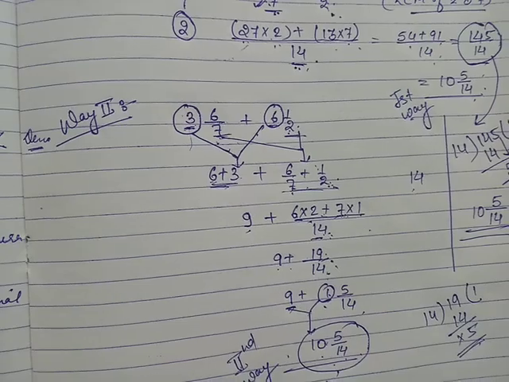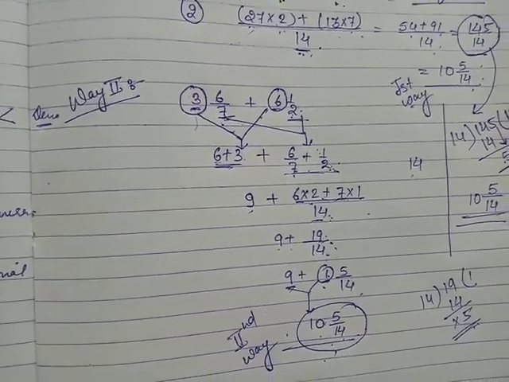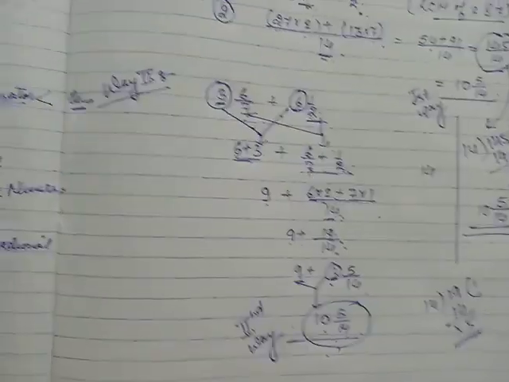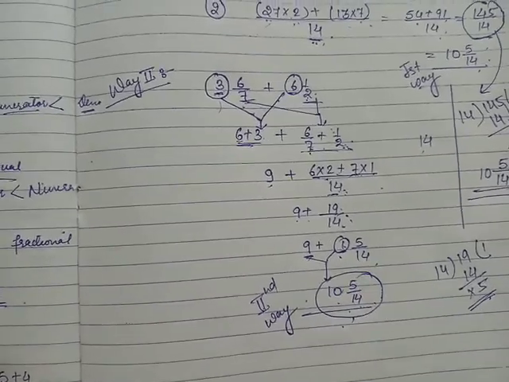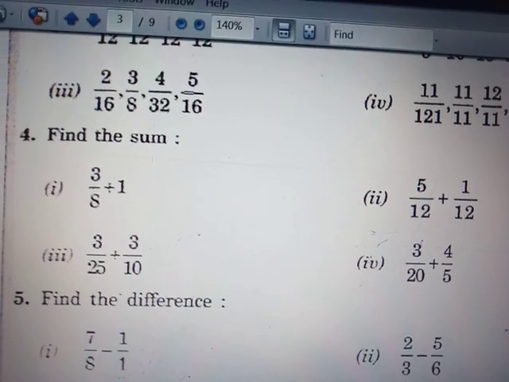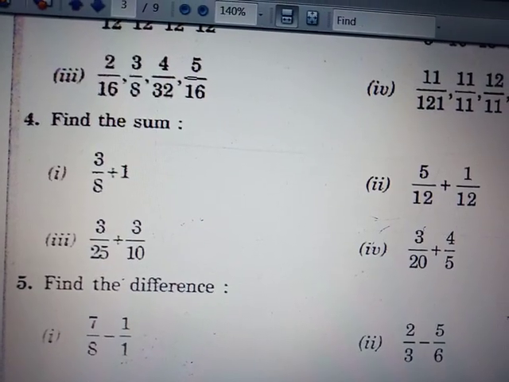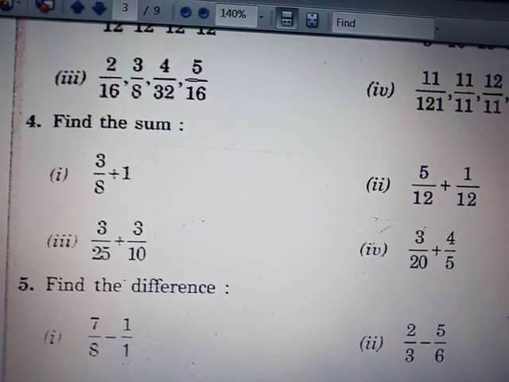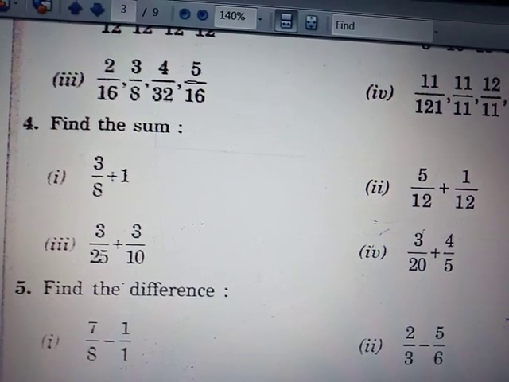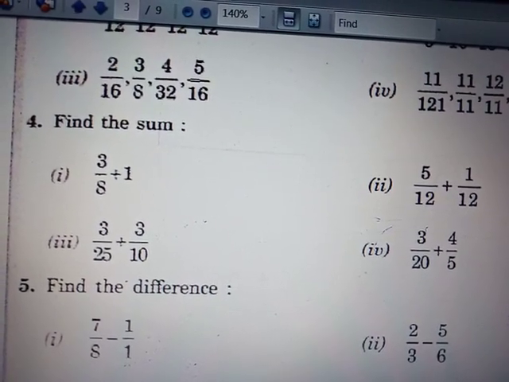Now your assignment is the addition portion only. You will go through that, solve the exercise. Okay, this question 4, find the sum. This question number 4 has 4 parts. These 4 parts are your homework. You will go through each and every part of this question and solve this.